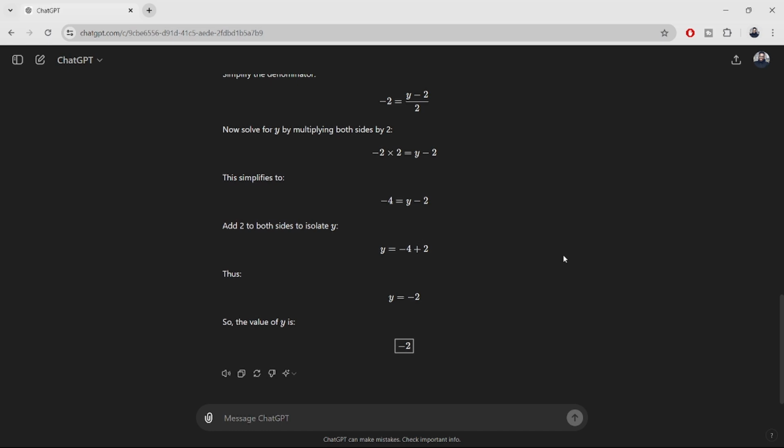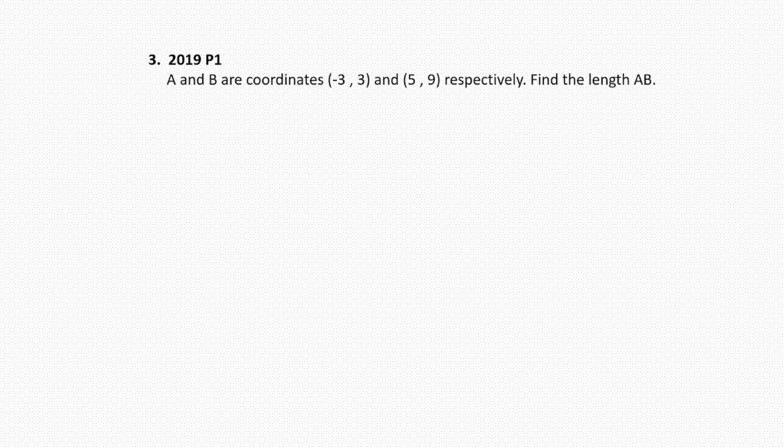So let's look at the final question. Okay, so question number 3 is from 2019 Mathematics Paper 1 Internal. A and B are coordinates negative 3 and 3 and 5, 9 respectively. Find the length AB. So that's our data there. Our x1 is negative 3, our y1 is 3, then our x2 is 5, our y2 is 9.